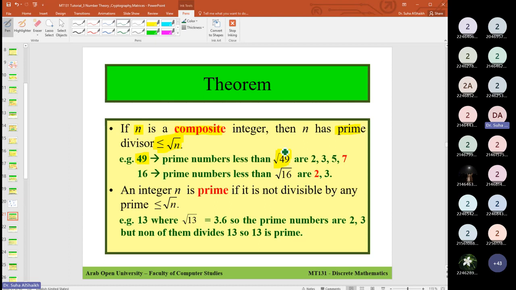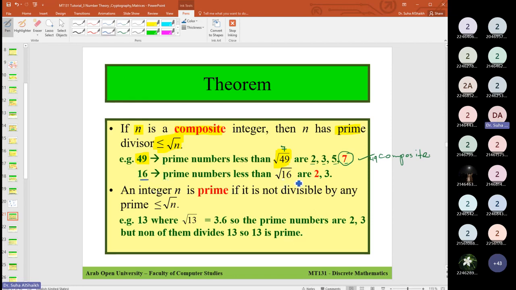What's the root of 49? It is 7. What are all the primes that are less than or equal to 7? They are 2, 3, 5, and 7. The 2, the 3, and the 5 do not divide 49, but the 7 does divide 49, so the number is composite. In this case, this number is composite. The 49 is composite.